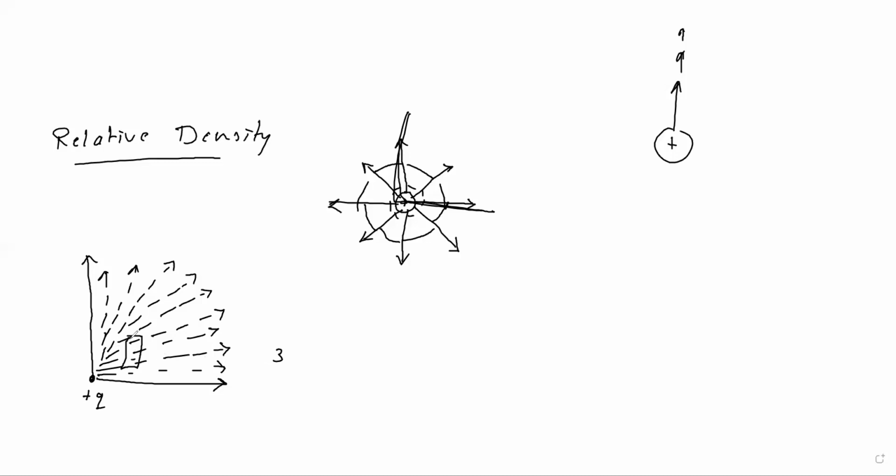Now the same area I will consider away from the charge. This area was very near to the charge. Now I consider the same area, that is dS, away from the charge. How many lines are passing through this area? Only one line is passing.